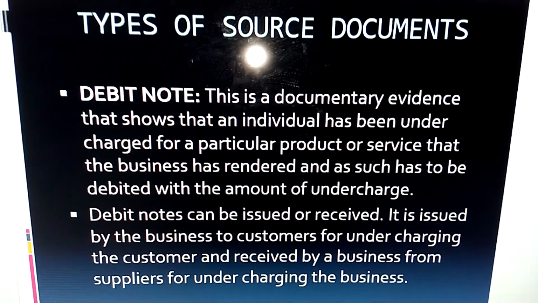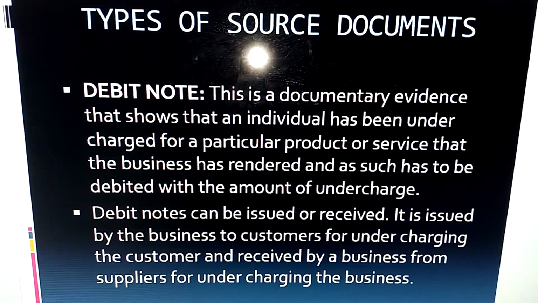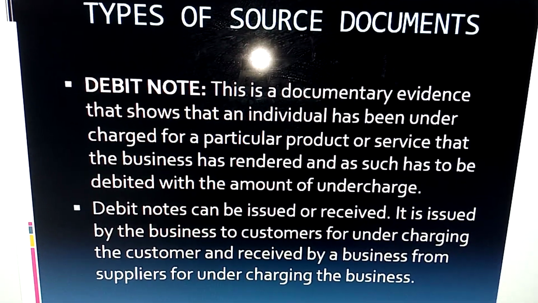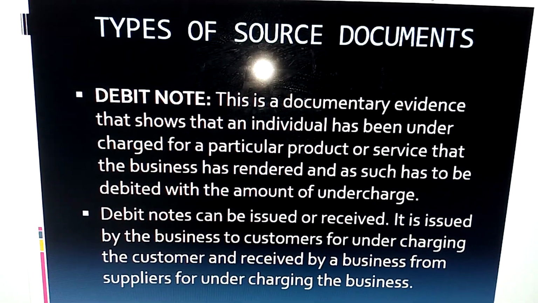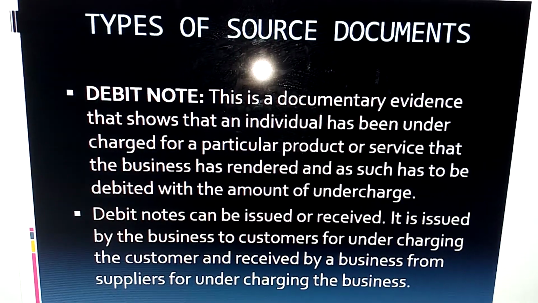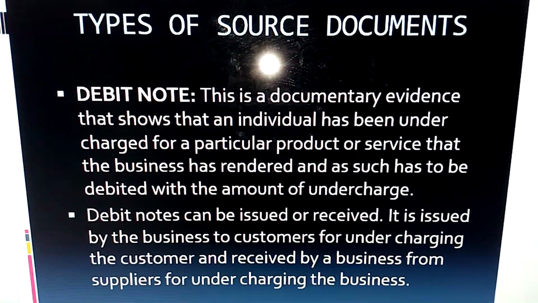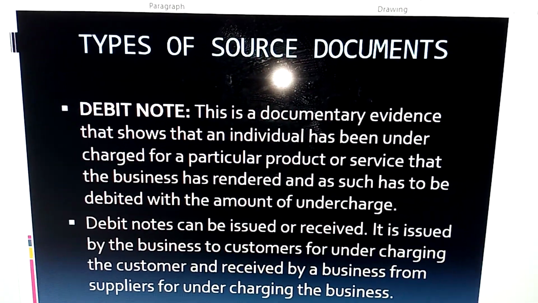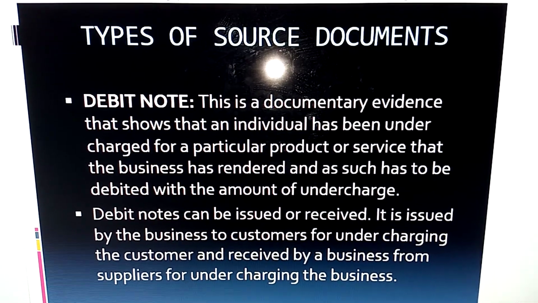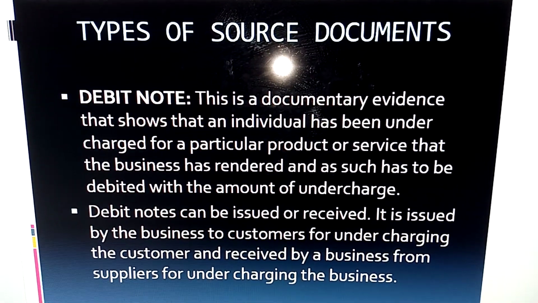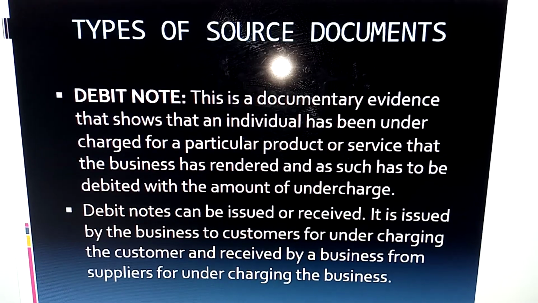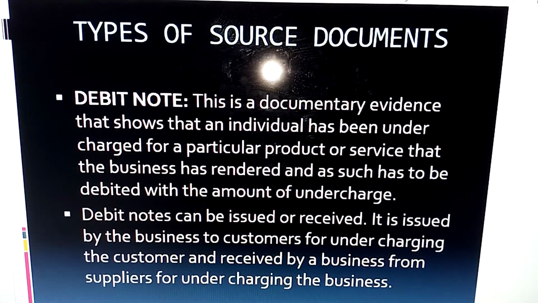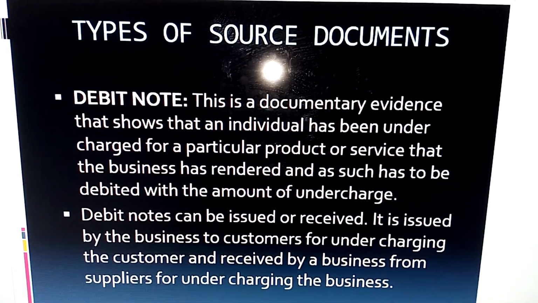Now we just explained credit notes, which is used to correct an overcharge, but it is possible to undercharge a customer. You see, so if for instance the customer is supposed to be billed 90,000 and then you bill the customer 85,000, you have to raise that 85,000 to 90,000. So the 5,000 additional charge is what we call the value on the debit note. So the debit note is a documentary evidence showing that an individual has been what? Undercharged for a particular product or service.